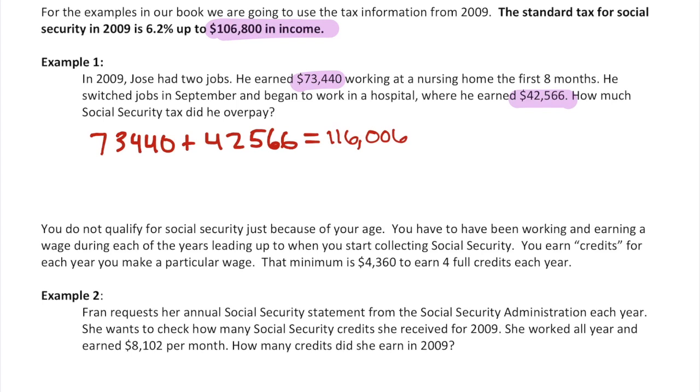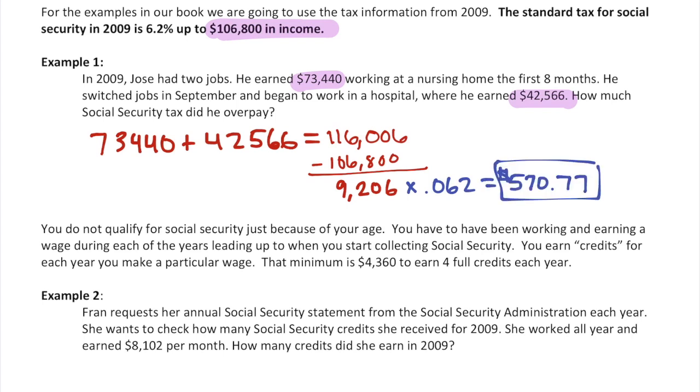So now we have to figure out, well, how much did he overpay in Social Security? The trick is, you have to figure out how much he was over in terms of salary. To do that, you simply subtract the maximum, which is $106,800, and that gives you how much he was over in terms of income. Now, don't stop there, because that's just the income he was over. To figure out the taxes he was charged going over, you have to multiply by the tax rate, which is 6.2% or 0.062. That gives you $570.77, which is how much Social Security was taken out too much.